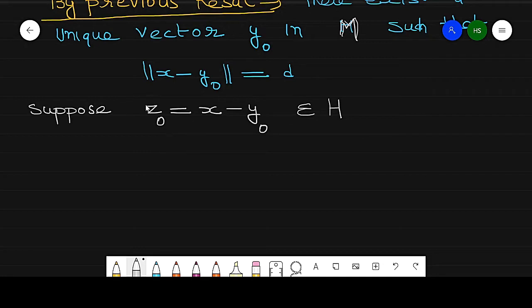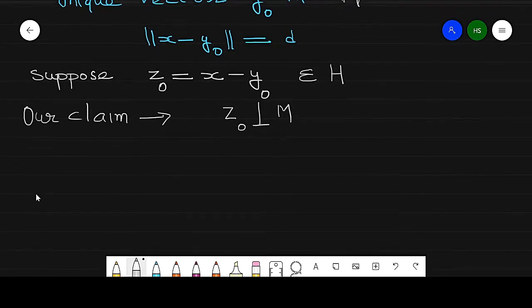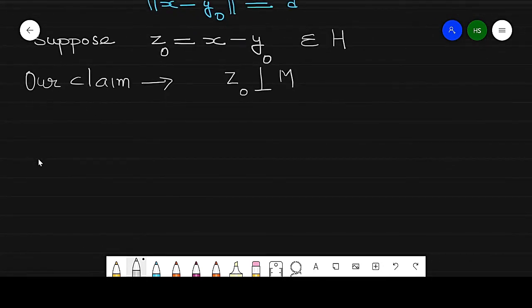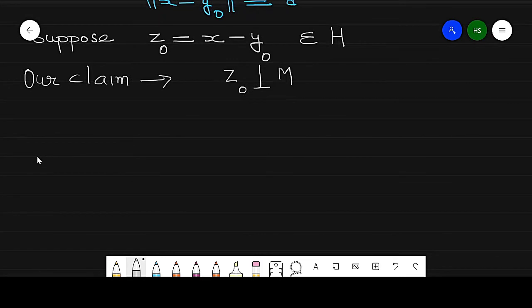So remember that this vector belongs to H. My claim is that z naught is perpendicular to M. That is my purpose, to prove my theorem. And z naught is a non-zero vector, that we know because x does not belong to M and y naught belongs to M, so it is a non-zero vector.